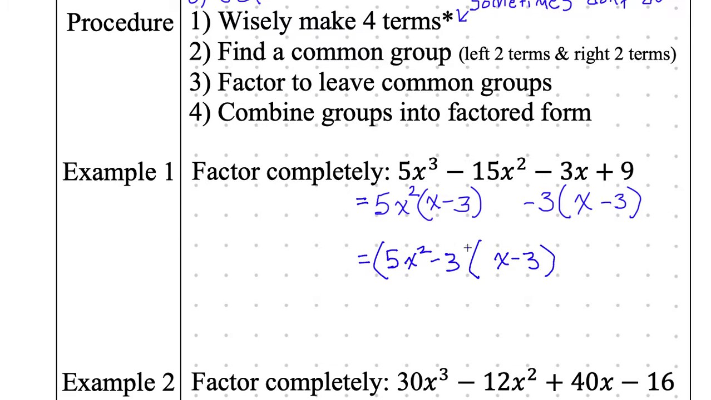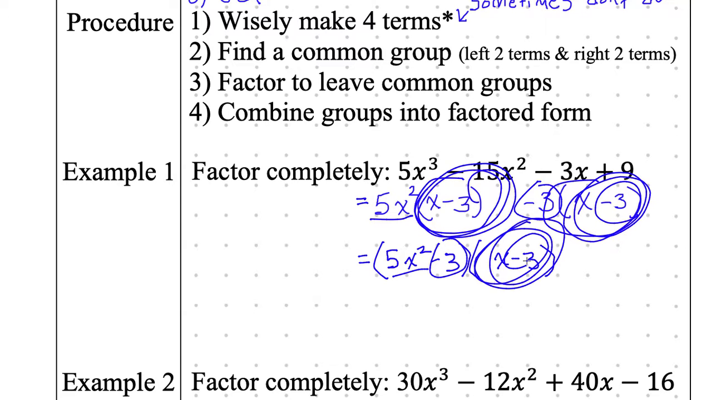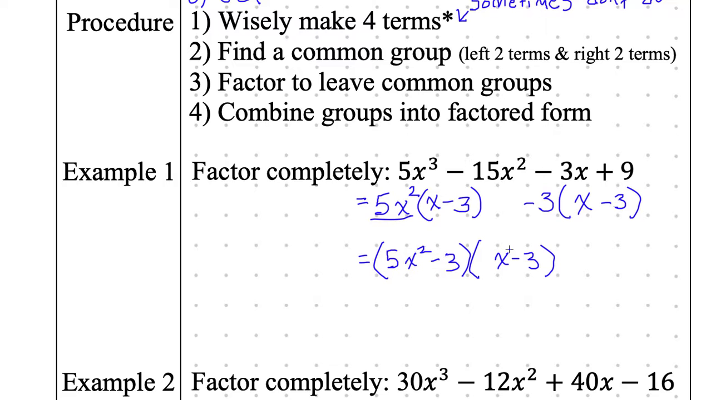And I can put this in parentheses. So again, 5x minus 3, groups of x minus 3, x minus 3, x minus 3. We see where everything is coming from. Again, you might have to replay this, but there it is.